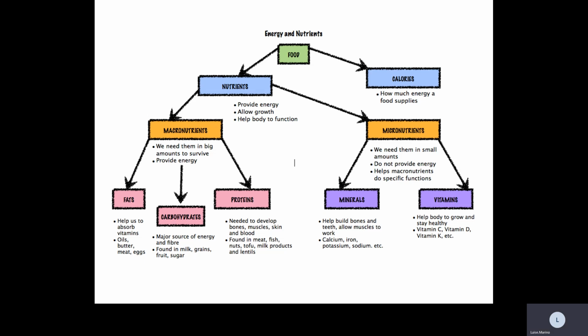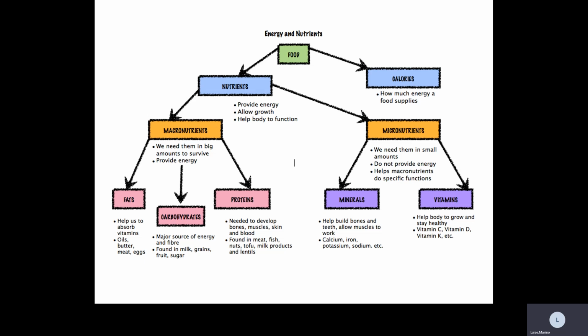So if we look at this diagram here, we eat food. So energy and nutrients come from food. And the top 2, calories and nutrients, delineates and splits up what food means to us. So obviously food is a source of energy and it provides calories and is the thing that keeps our bodies going. And then also from food come nutrients. So they provide energy and they allow for growth and they help the body to function. So without the combination of both, obviously we wouldn't exist.